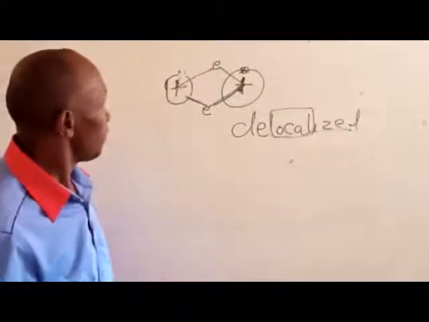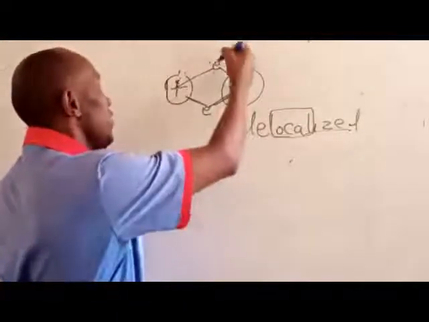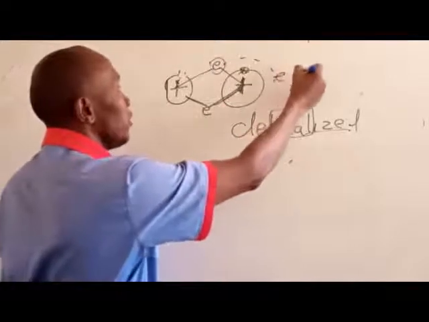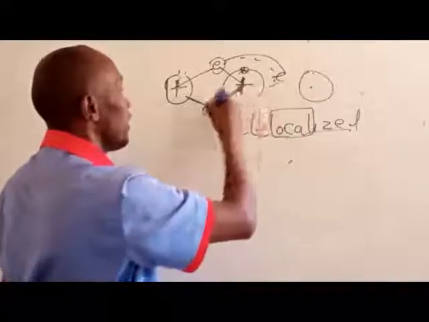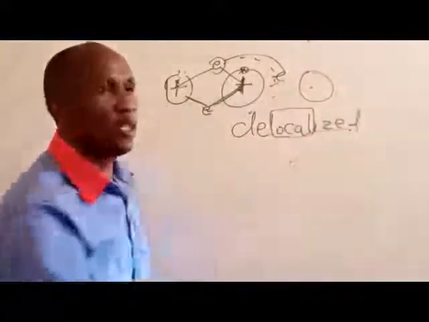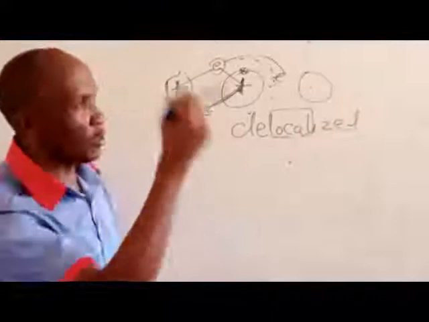Now, this electron, as it were, will be free to move anywhere. It can move and be attracted. This one can move, and there will be random movement.